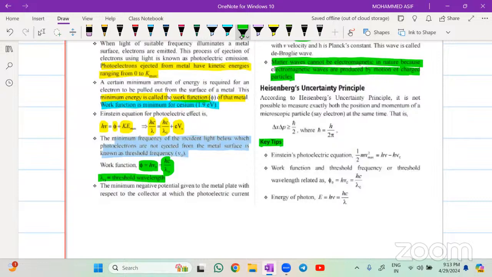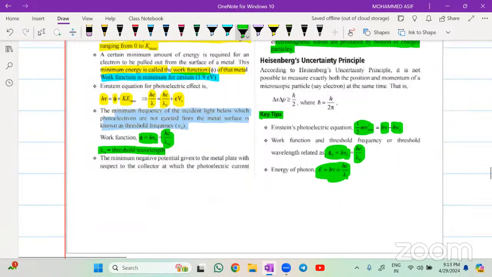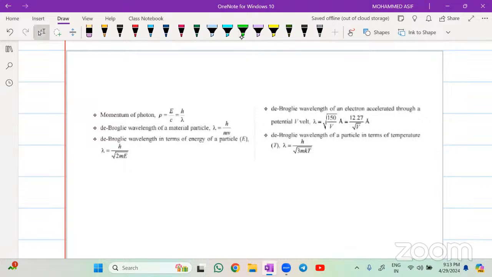Then key point देखो बेटा इसमें Einstein's photoelectric effect में maximum kinetic energy is equal to energy minus your work function. Work function and the threshold frequency or threshold wavelength are written by the formula phi naught is equal to h into nu naught or hc by lambda naught. And energy of the photon is h into nu or that is equal to hc divided by lambda. Last point. Momentum of the photon p is equal to E by c or it is h by lambda.